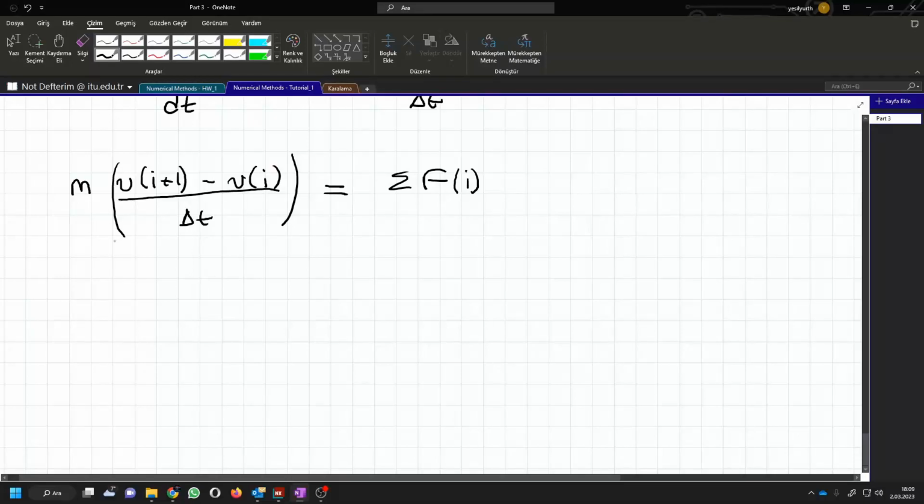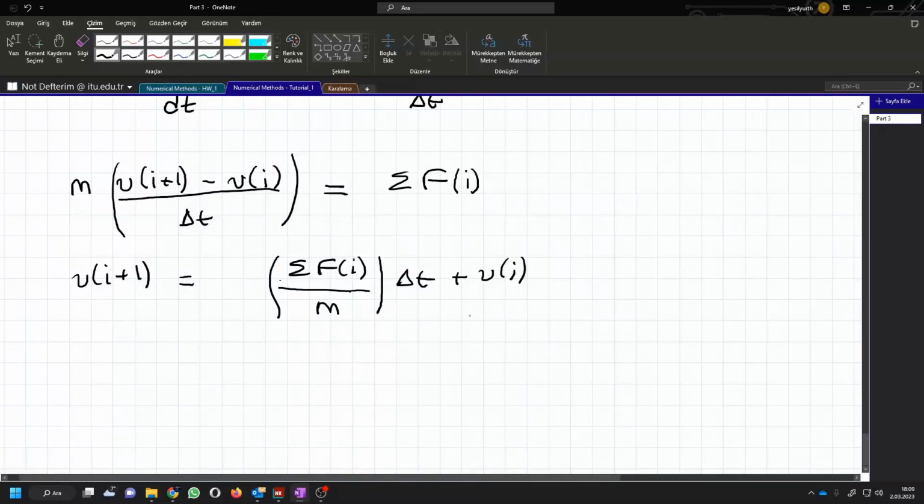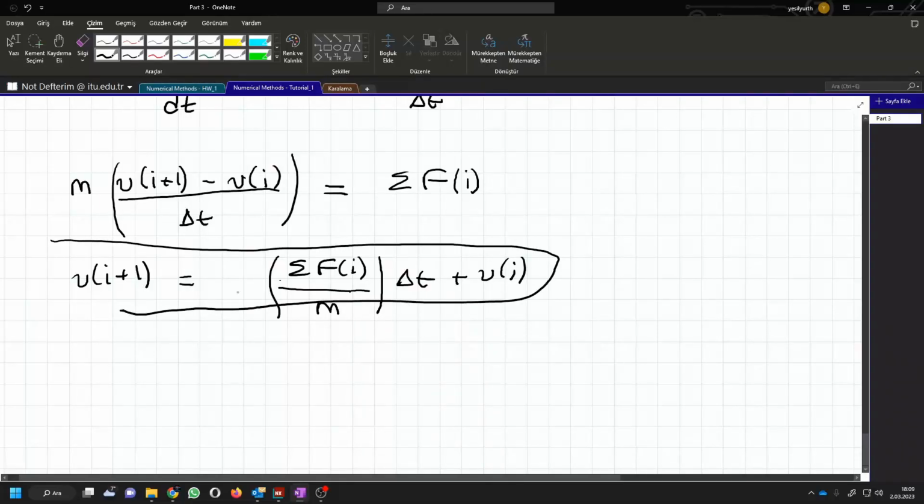So if we further simplify this equation, v(i plus 1) will be equal to sigma f(i) over m times delta t plus v(i).